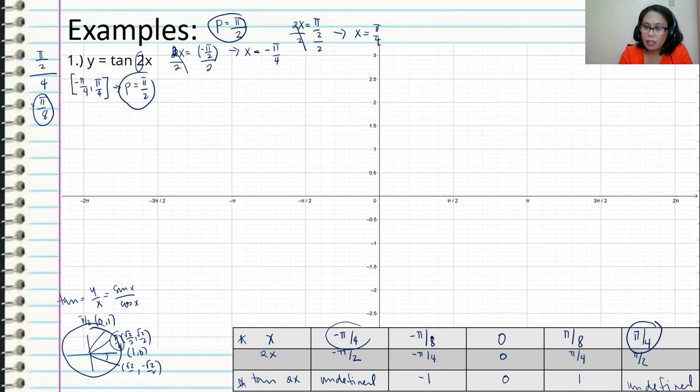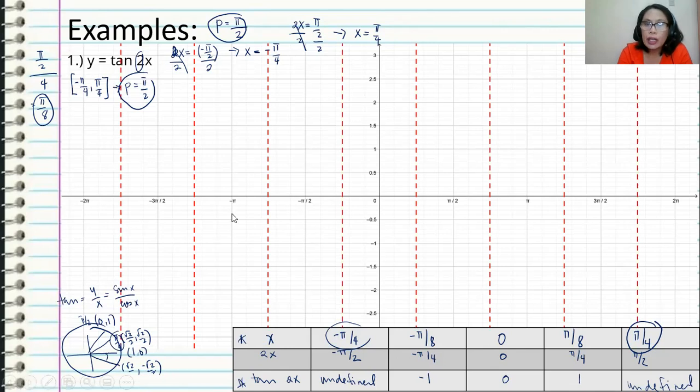So we will plot these points over one period interval, but let me show you the vertical asymptotes first. These are the vertical asymptotes, particularly for negative pi over 2 and pi over 2. Because this is negative pi over 2, and from negative pi over 2 to 0, in between is negative pi over 4. So this must be the one period interval that we are trying to work out here with these x coordinates.